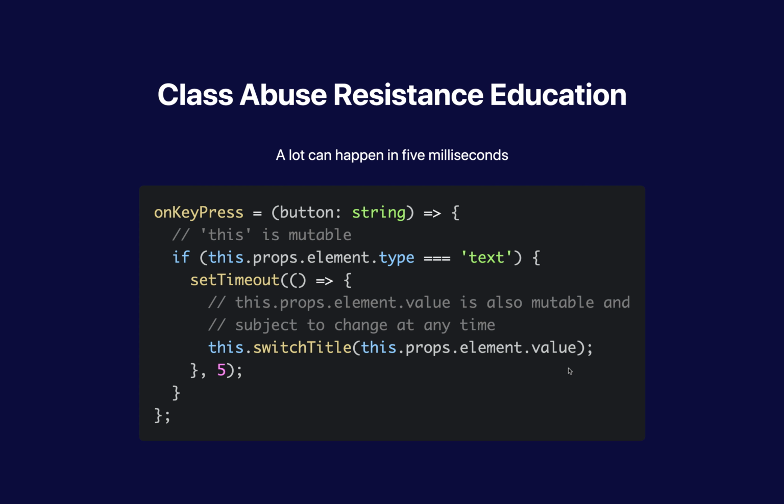And so when you're working with a class, it's important to remember that the instance that's rendered doesn't change, just the data that's rendered does. Also that this is mutable, and that in that 5 millisecond timeout, it's 100% possible, and definitely did happen, that the value of this.props.element.value can change, and the type is no longer text as well. But when this was executed, it was type text, but the value changed.